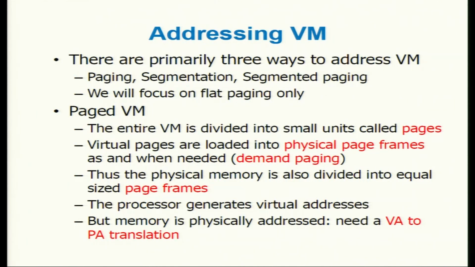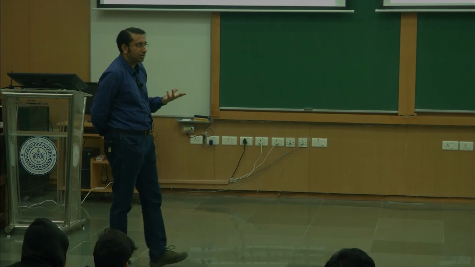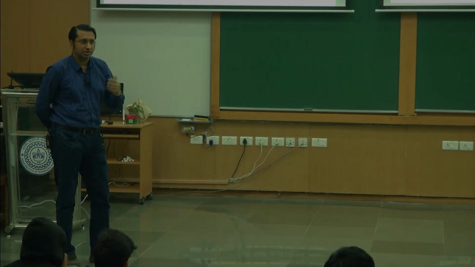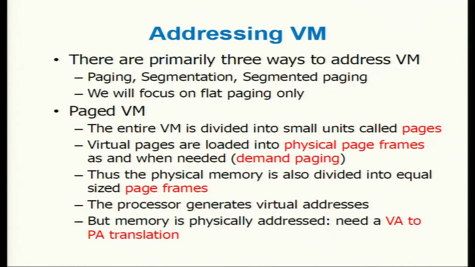Now, to manage the virtual memory, typically it is divided into smaller parts. These are called pages or segments, or you can even have segments and pages simultaneously. Okay? So let us focus on only paging in virtual memory. That is, let's say that your virtual memory has been divided into smaller equal parts, which are called pages. So the entire virtual memory is divided into small units called pages.